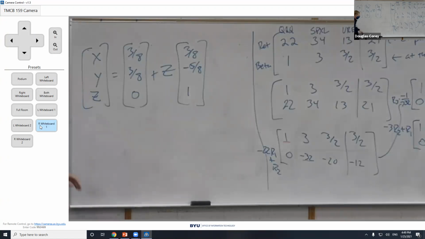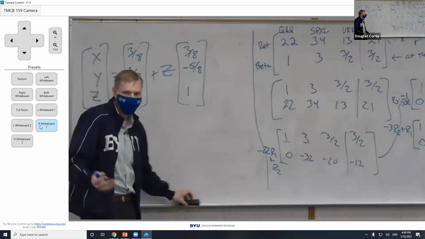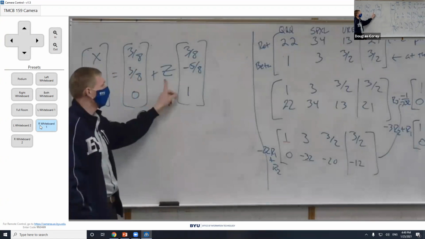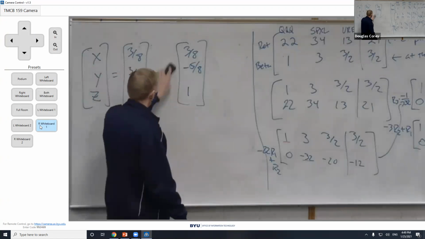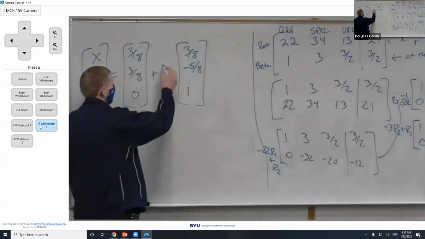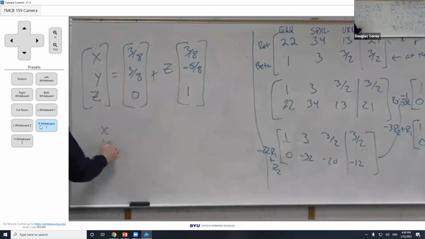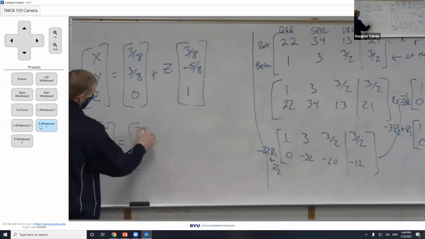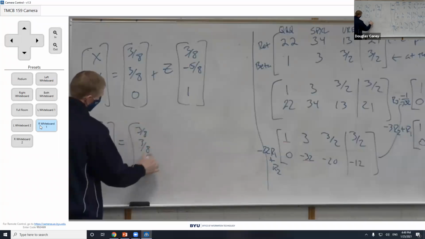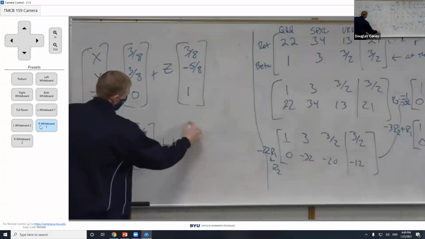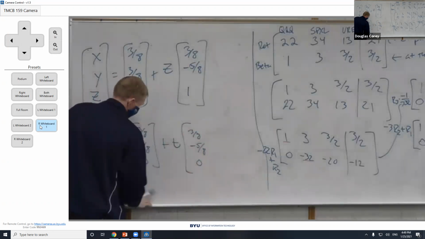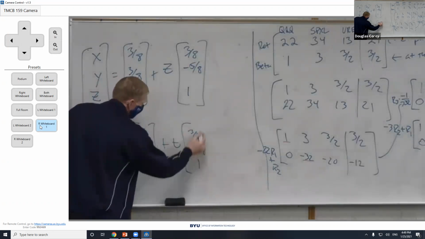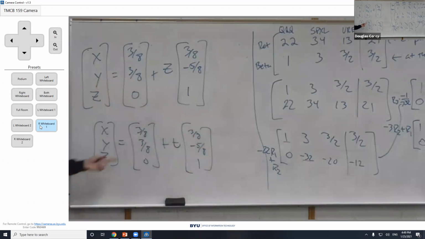Yes. And generally we will. In this context, it just makes sense not to do that. But we could, okay, let me keep z here. We could write it as x, y, z equals 3/8, 3/8, 0, plus t times 3/8, minus 5/8, 1. So this describes the same line. Right now, z just equals t.